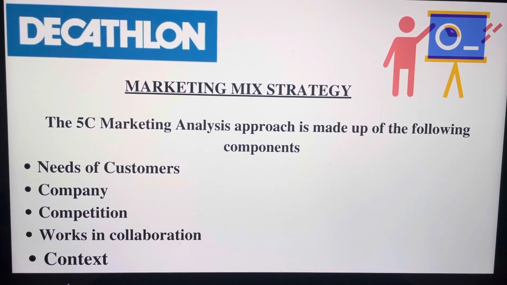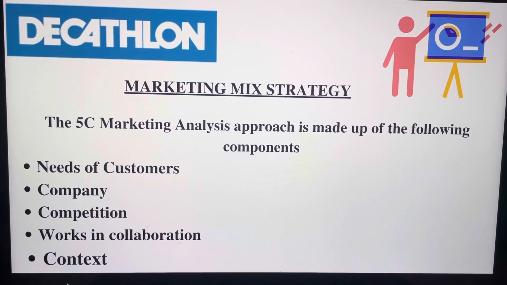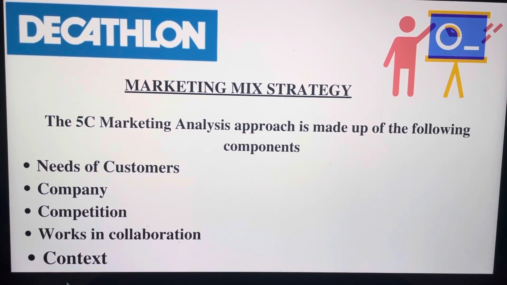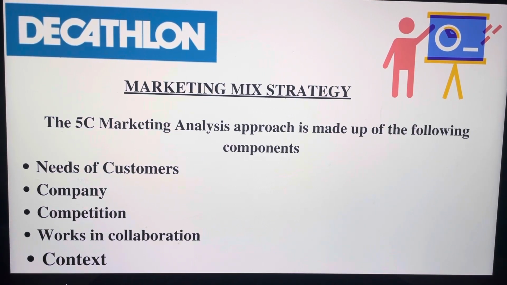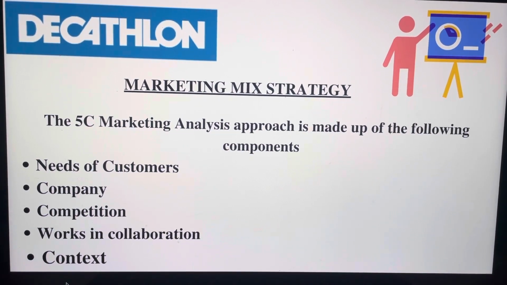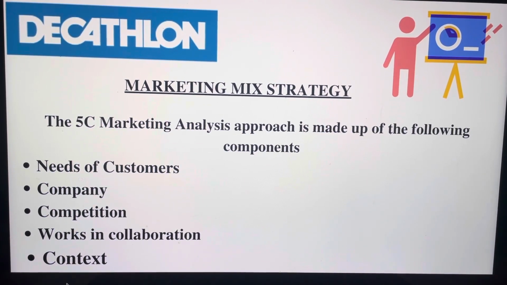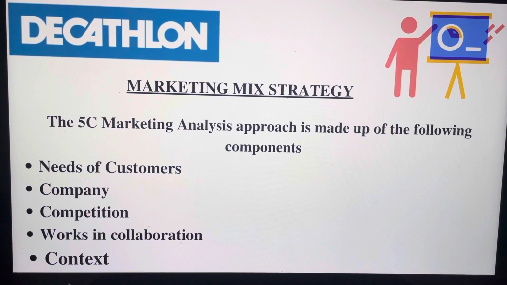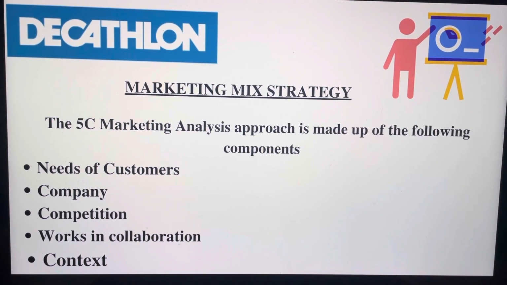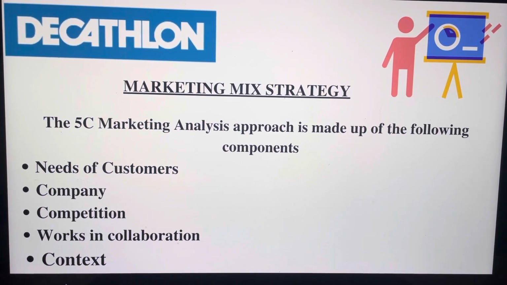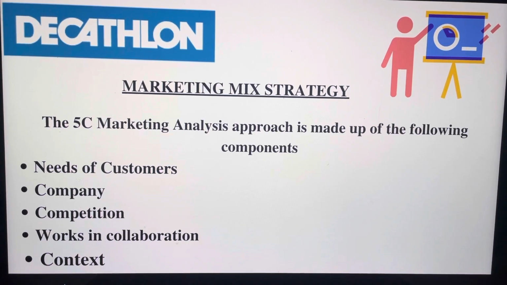The next one is working in collaboration. Decathlon China must work in collaboration with some other brand or company. But before that, Decathlon China must keep in mind what kind of supply chain and value chain partners it requires in order to develop and deliver new products to the end user. What are the negotiating power differences amongst value chain partners? Next comes context. What are the macro and micro environmental and macroeconomic elements that influence Decathlon China's business operation?